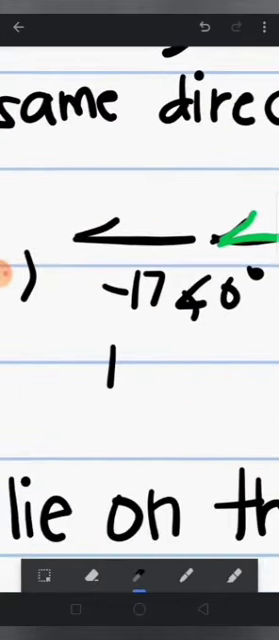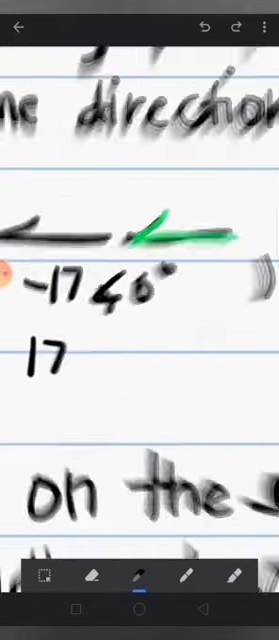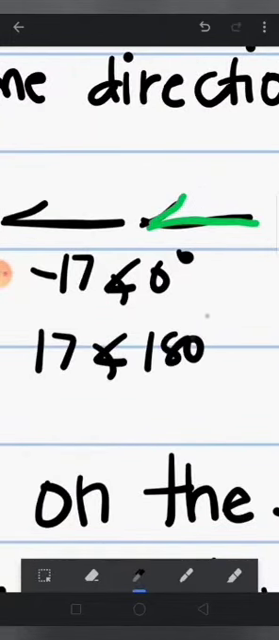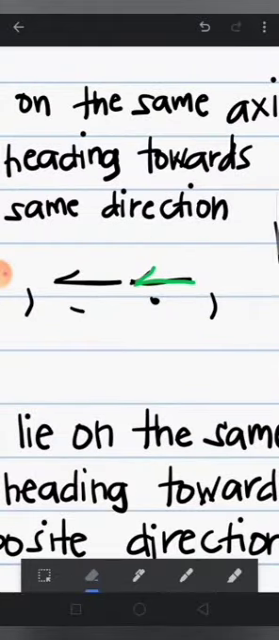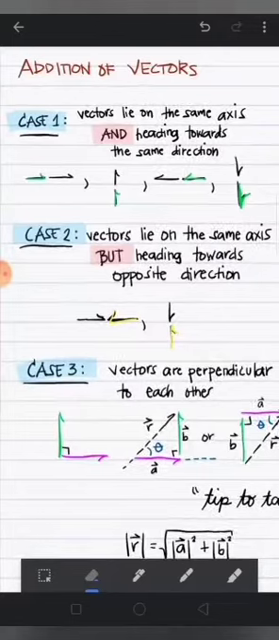But if it said 17 and was going there, that's when you would say 180 degrees. So that is how we describe a resultant of a vector. This is the first case when we add vectors.